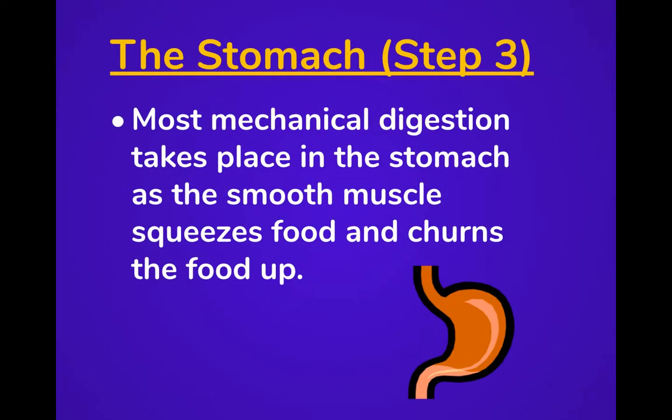Okay, step 3 is the stomach. And as I mentioned earlier, the stomach, it's not exactly a J, but it's sort of J-shaped. Most mechanical digestion that occurs in our body is going to be in the stomach. Some occurs in your mouth, but most of it's going to be in your stomach.